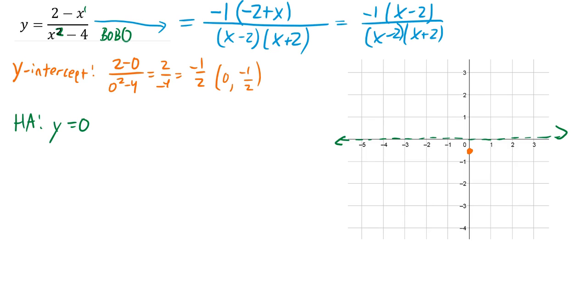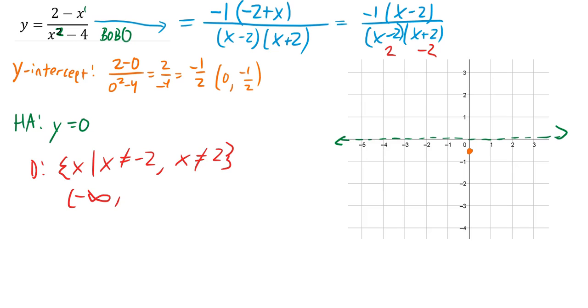After I factor, I think about my domain. My domain is everything except for 2 and negative 2. Set of x such that x is not equal to negative 2, x is not equal to 2. In interval notation, it would be everything from negative infinity up until negative 2, everything between negative 2 and 2, and unioned with everything from 2 to infinity.